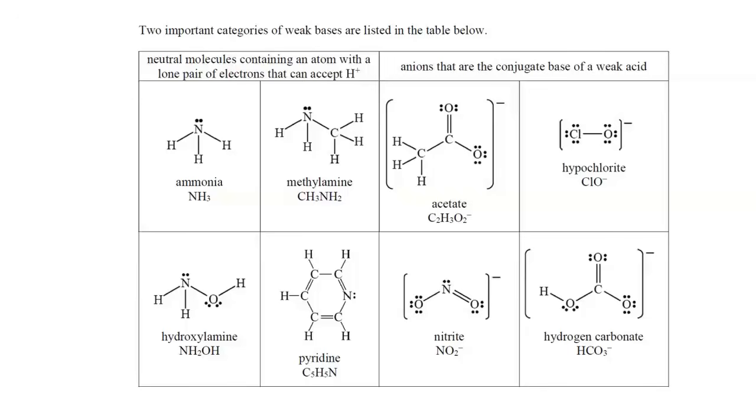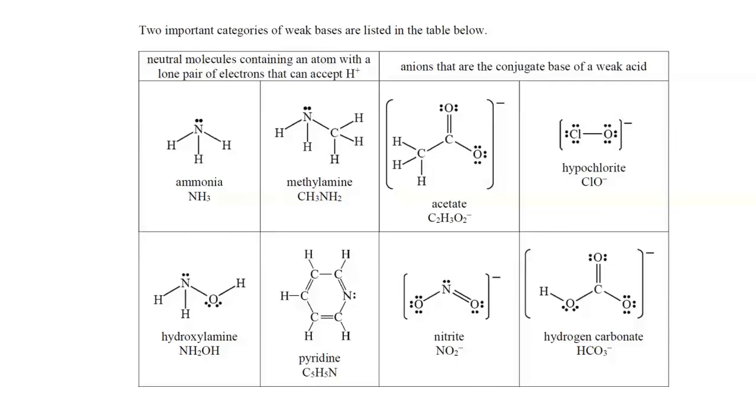On the right side of this table, we have negative ions or anions that are the conjugate base of a weak acid. So these examples include acetate, C2H3O2-, hypochlorite, ClO-, nitrite, NO2-, and hydrogen carbonate, HCO3-. So all four of these anions came from a weak acid. So they are the conjugate base of a weak acid, and they behave as weak bases in aqueous solution.